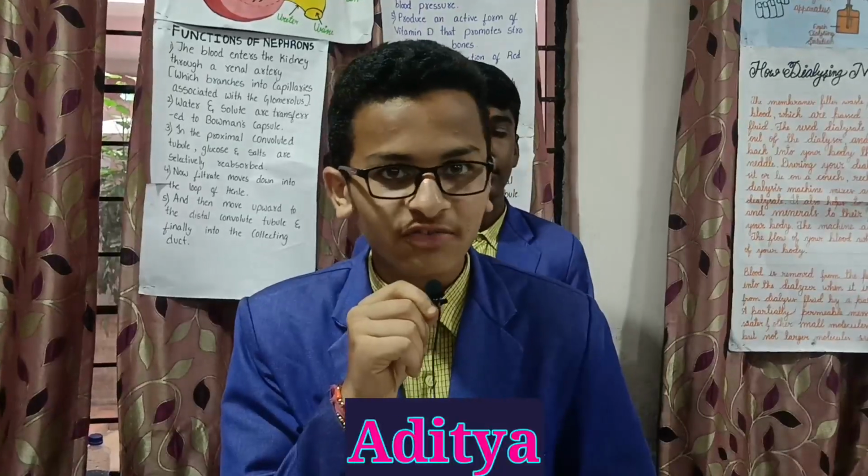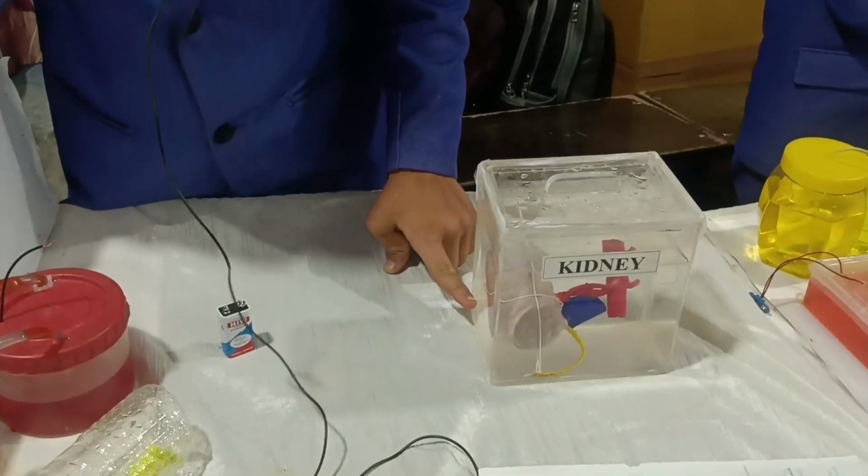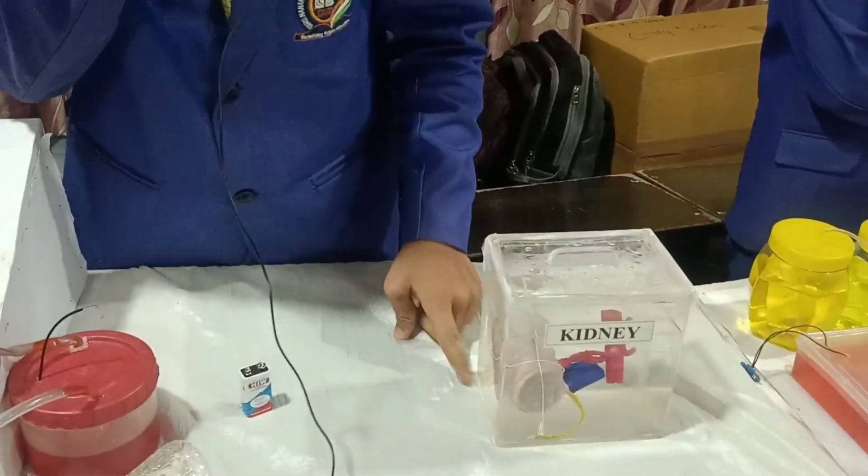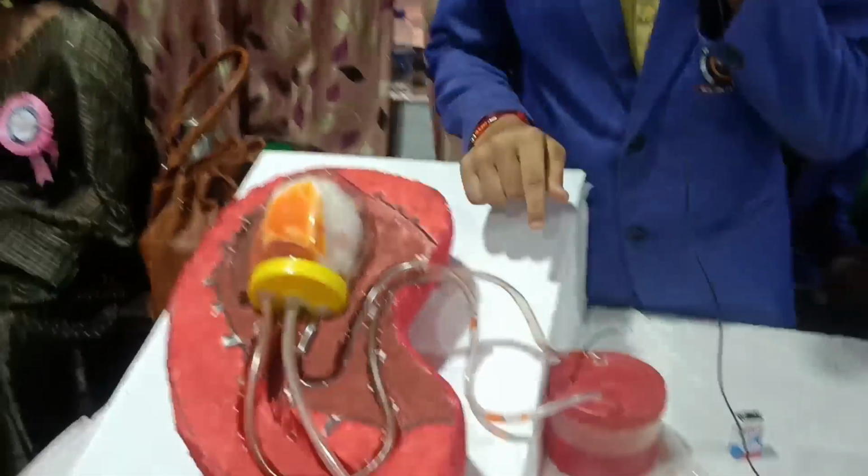I am explaining about functions of kidney. It is a real kidney. It has been stored in methanol acid, also known as formaldehyde acid. It is the dummy model of the functions of kidney.